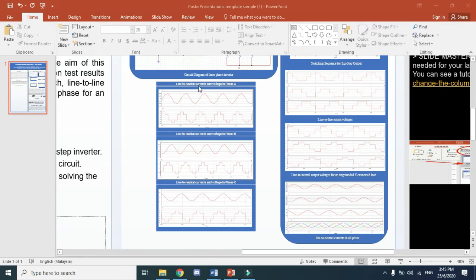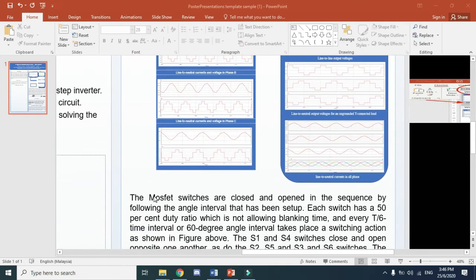Next, the line to neutral current and voltage in phase A. This is the line to neutral current, and this is VAN. This is the line to neutral current and voltage in phase B. And finally, the line to neutral current and voltage in phase C.